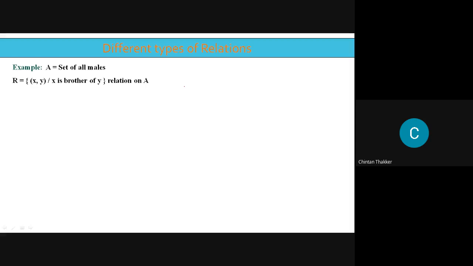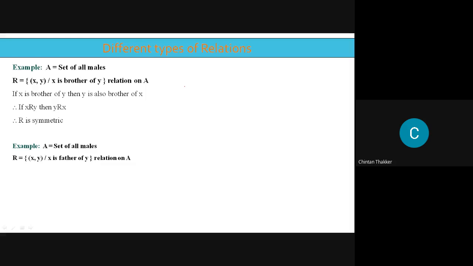So here, if x is a brother of y, then we can say that y is also brother of x. Okay? So x is brother of y, then y is brother of x. So x is related to y, then y is also related to x. So R is symmetric.